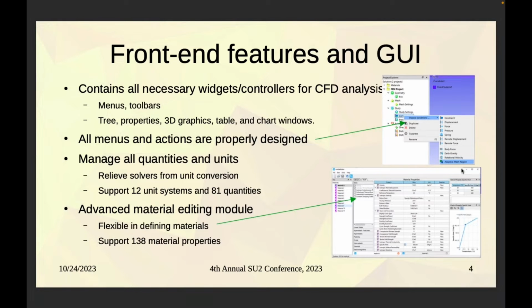In addition, engineering simulation always involves numerous quantities and units. The front end needs to provide a comprehensive and verified unit conversion system. Currently, we support 12 unit systems and 81 units, which relieves the solver developers from having to convert units. The front end also offers a flexible material editing system with more than 100 built-in material properties. Users can quickly define the necessary material data for the CFD analysis.